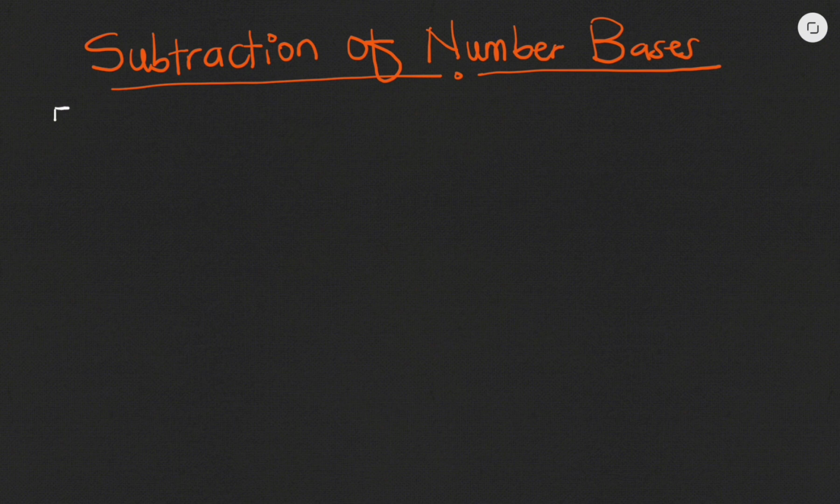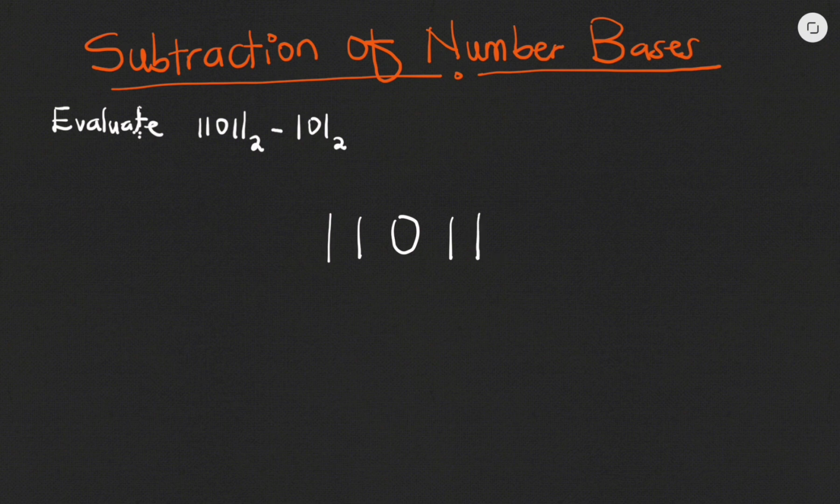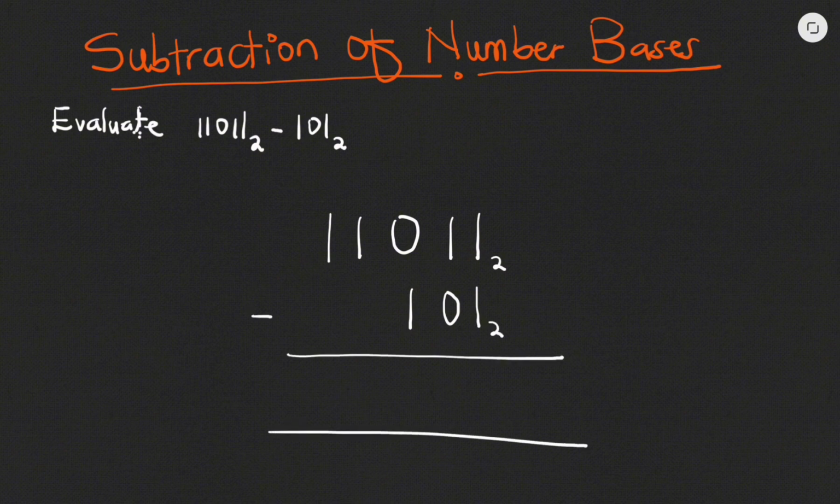So we are to evaluate 11011 base 2 minus 101 base 2. Okay, so this is the problem that we have. So let's proceed to subtract these numbers. So we have 11011 in base 2. Then we also have 101 base 2. And we are subtracting. All right, so let's look at that.